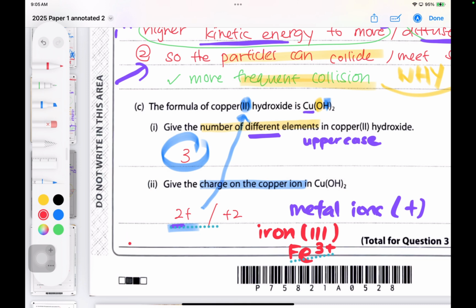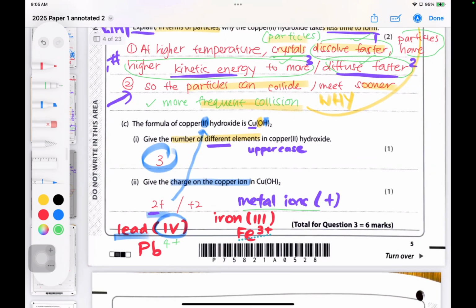If it's like lead IV, then how would this look? Again, go to your periodic table and look for lead. Lead is Pb. And the IV here is actually the Roman numeral for 4. So you will write down 4, and then because it's a metal ion, it's 4 plus. So that's essentially how we conquer this 6-mark question.